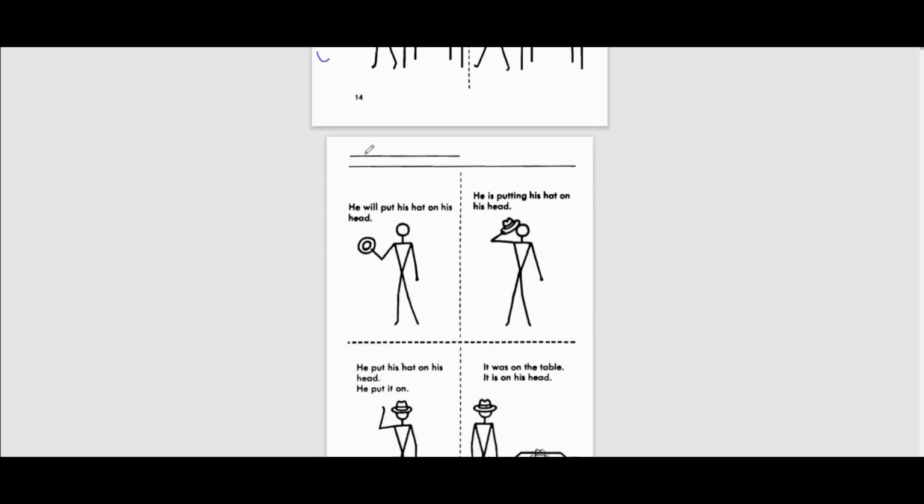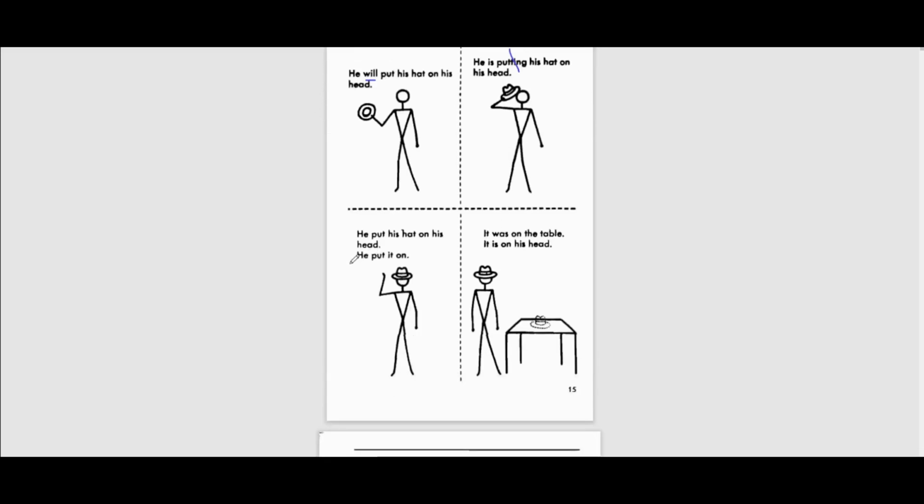Let's use another example. He will put his hat on the table. What is this? You're right, it's future tense. He is putting his hat. That's present tense, ing. He put his hat on his head. He put it on. He puts it on because he put it on his head. He's wearing it. So that's just a shorter one. He put his hat on his table. Once again, past tense because you already did it. He put his hat. He isn't putting it. He isn't will put it. He put it already on.